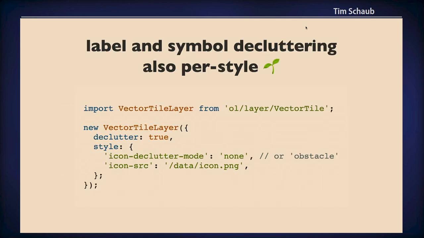Another new thing that's quite exciting to use is symbol decluttering, not only per layer, but also per style. Previously, decluttering symbols and text was only possible on a whole layer using the declutter option. And now, at least for icons, you can decouple it from the declutter property on the layer by using the new icon style property declutter mode, which you can set to none, which means it won't be decluttered at all, or to obstacle, which means other features, other styles will not cover it, but it will not get decluttered with styles from its own property.